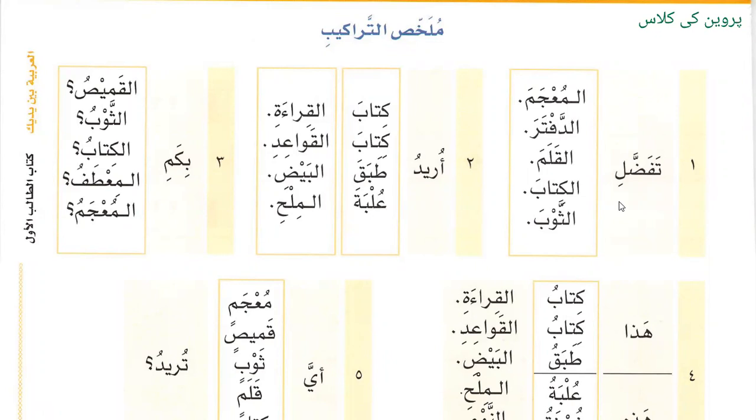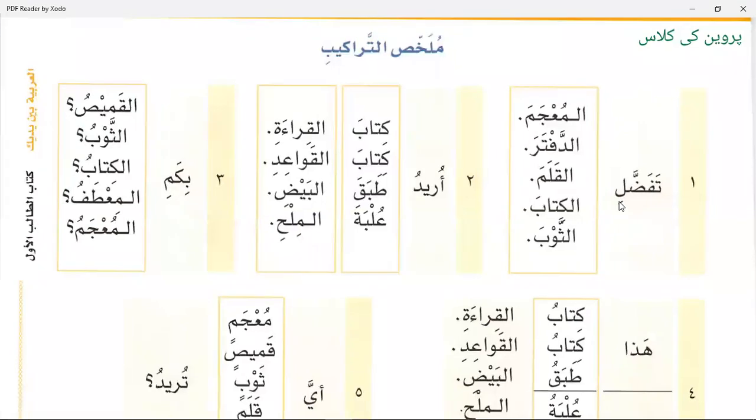Uridu kitab al-qira'ati, I want the reading book. Uridu kitab al-qawa'idi. What is qawa'id? Grammar. I want the grammar book. Uridu tabaq al-baydi. I want the egg tray. And then uridu ulbatal.